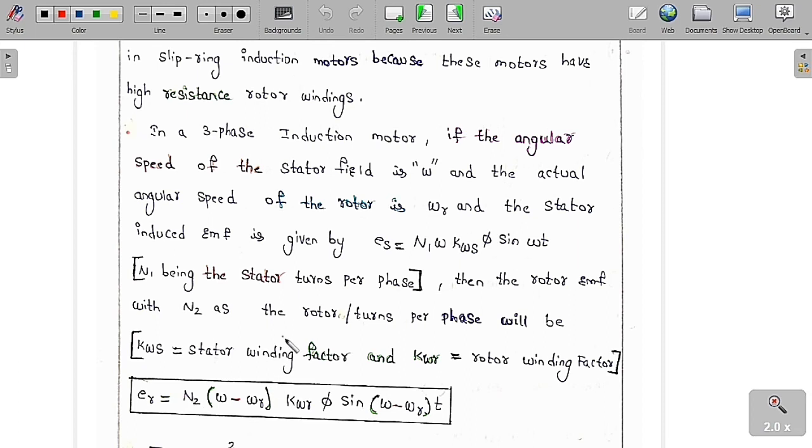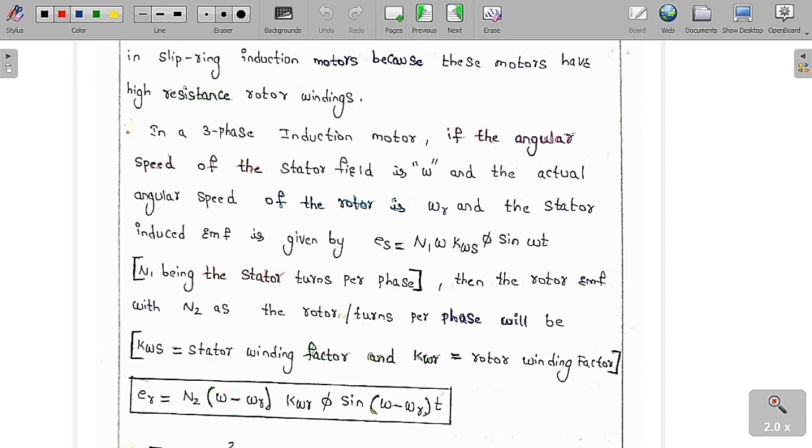This crawling is going to happen only in the case of squirrel cage induction motors, but not in slip ring induction motors, because at starting they have a huge amount of starting torque. We can say they have a huge amount of rotor winding resistance. So because of this, crawling will never happen in slip ring induction motors. The phenomenon of crawling is usually not found in slip ring induction motors because these motors have high resistance rotor windings.